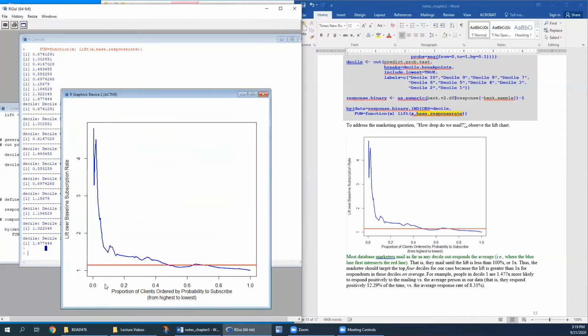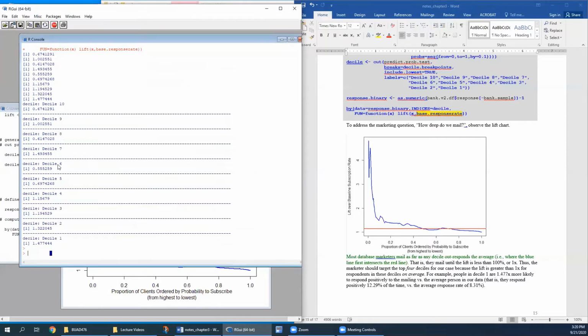So the people in the top 10%, based on our model, are about 12% likely to say yes. And so you should target them, because even though 12% is a low number, that's about 1.5 times higher than the average person. So that's good. So basically you want to target until you reach around 1.